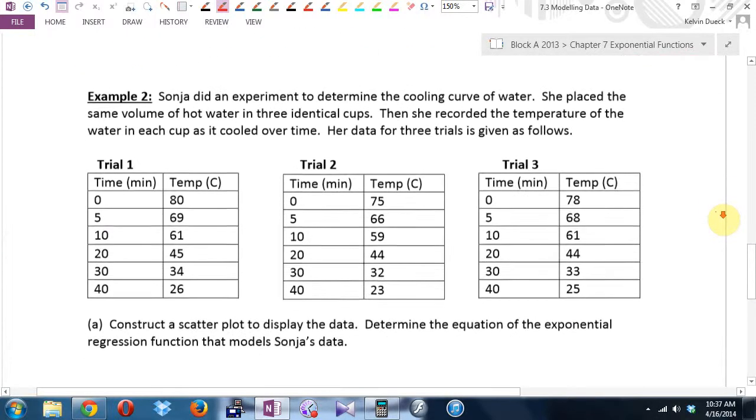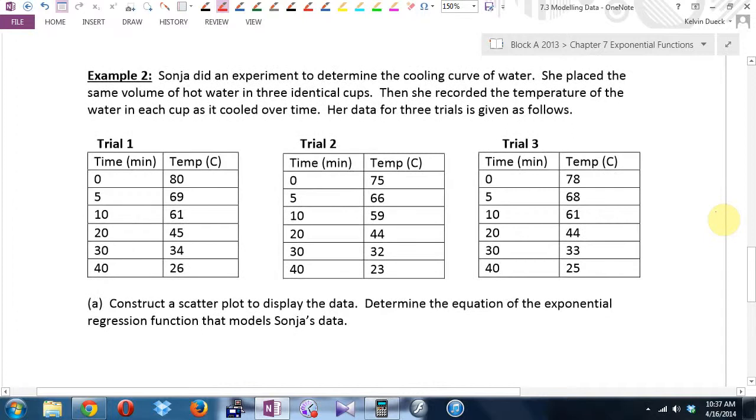Turn the page. Sonia did an experiment to determine the cooling curve of water. She placed the same volume of hot water in 3 identical cups, and then she recorded the temperature in each cup as it cooled over time. As water cools, as time moves forward, does water get hotter or colder? So am I expecting a growth exponential graph, or a decay exponential graph? Expecting a decay.